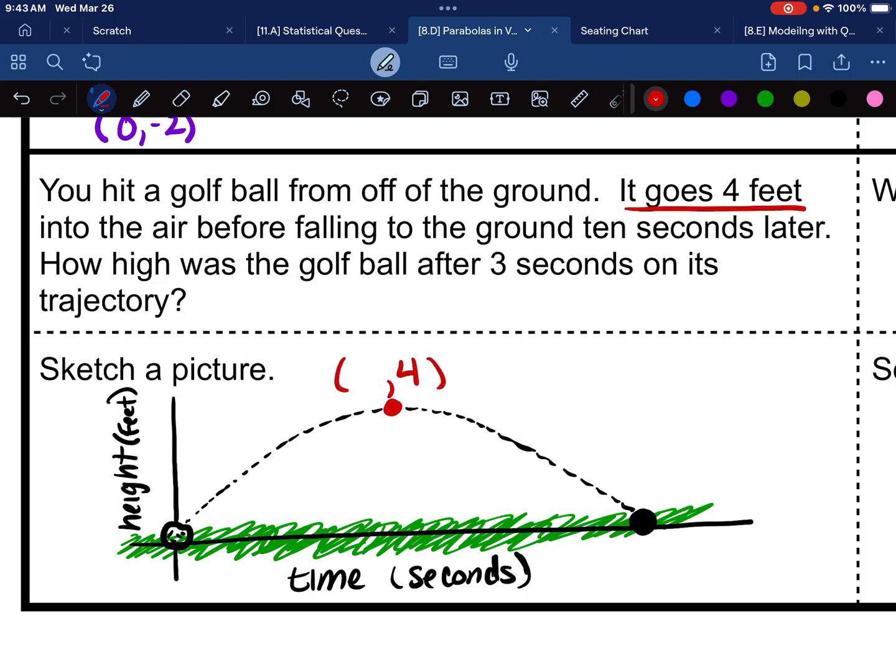I don't know what the x value is. I don't know how long to get to that maximum height, but I know that it goes 4 feet. And then it says it falls to the ground 10 seconds later. So that would be right here where it touches the ground. And the 10 goes into the x spot because that's the time. Now, because it's on the ground, I know that that's 0 for the y-axis, right? I also know my ball is starting at 0, 0 because it says I hit the golf ball from off of the ground.